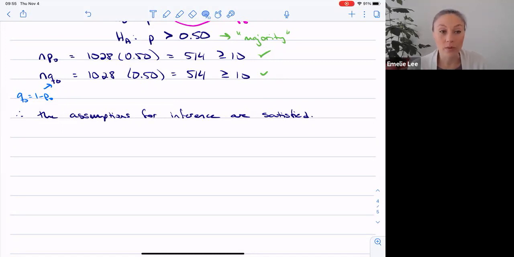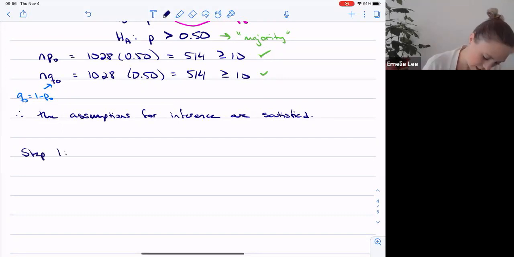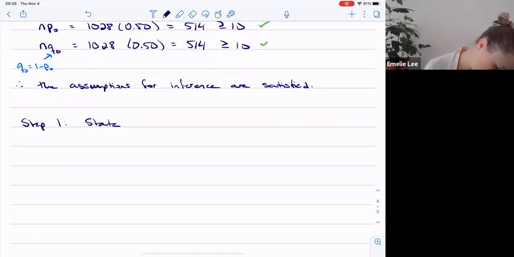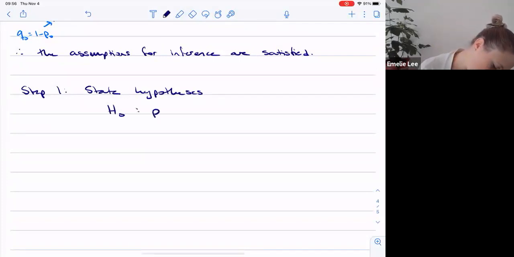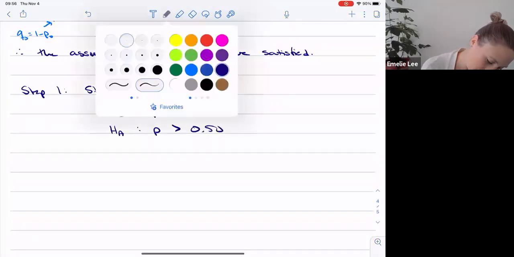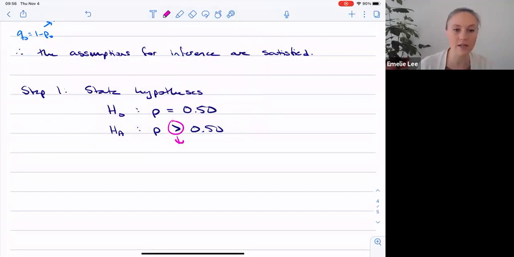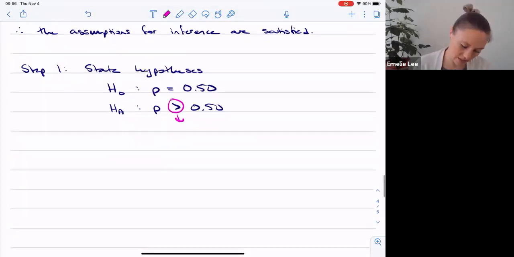Good. So now we're ready to actually set up our hypotheses and do the hypothesis test. Step one is state your hypotheses. We already set it up, because we had to know what P naught was to check our assumptions. So I'm going to jot it down here. H naught is that P is equal to 0.50 and HA is that P is greater than 0.50. I'm going to highlight that this greater than makes it a one-sided test.